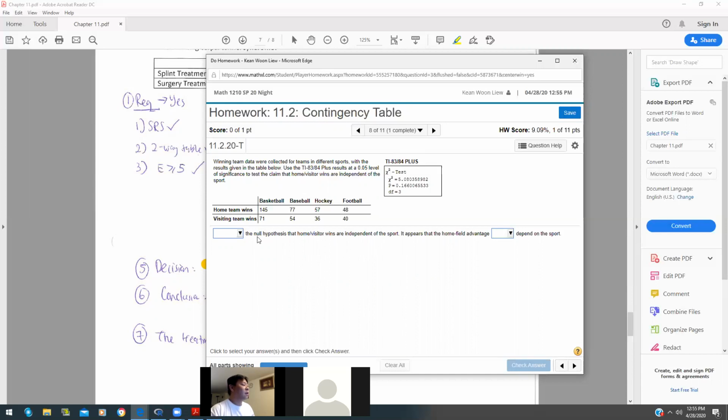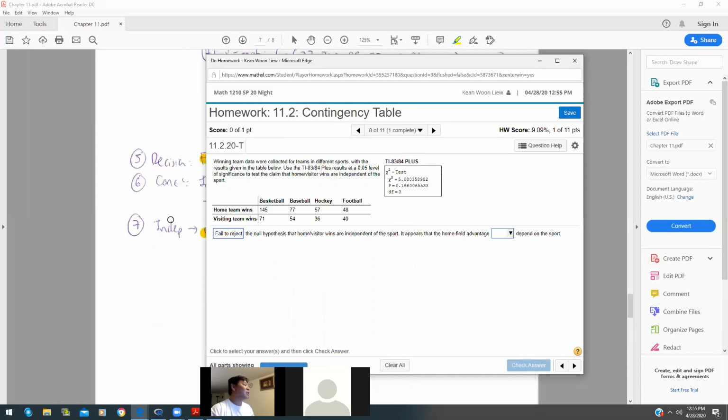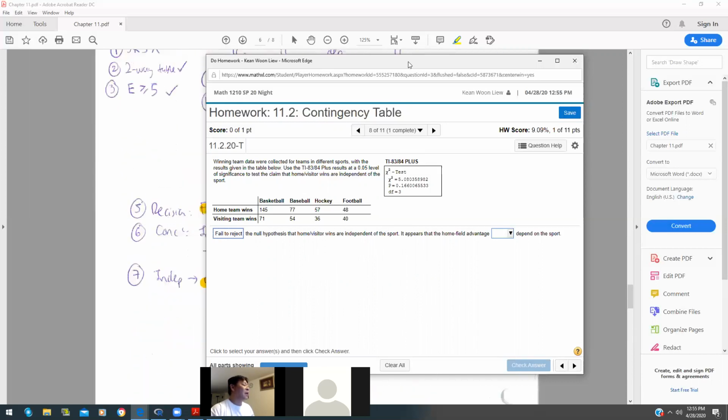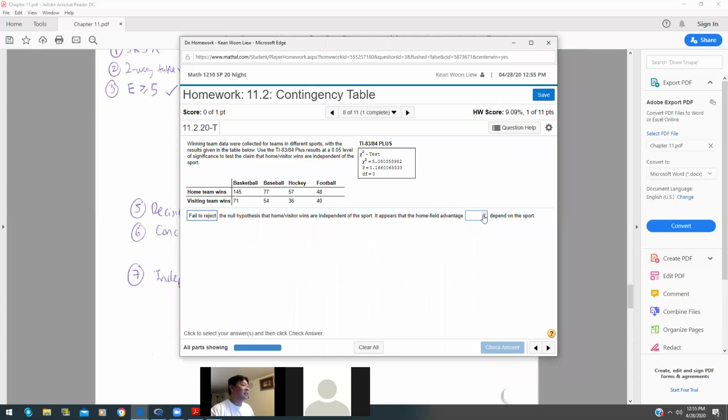Greater. Greater, so do we reject or fail to reject if it's greater? We will fail to reject, right? So once you fail to reject, if you remember what I showed you last time, that is not effective. So in this case, this usually does not depend. Fail to reject, yep.